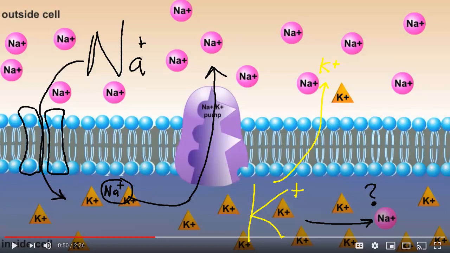But what we're using active transport for, and why we're saying that this is pretty much impermeable, is because when potassium does leak out, we're going to use energy to recapture it and put it back in.